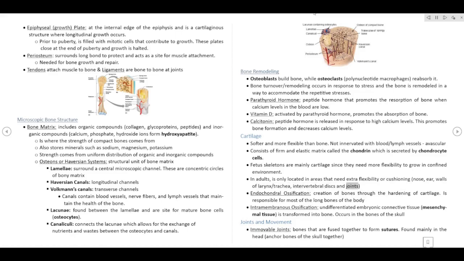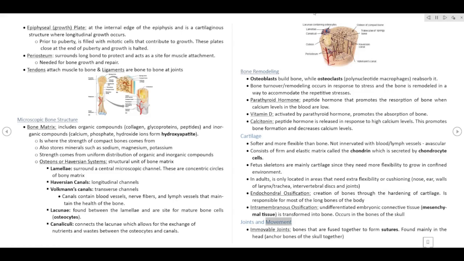and joints. Endochondral ossification is the creation of bones through the hardening of cartilage. It is responsible for most of the long bones of the body. Intramembranous ossification is when undifferentiated embryonic connective tissue, mesenchymal tissue, is transformed into bone. It occurs in the bones of the skull.